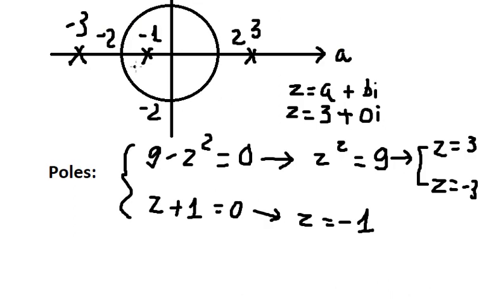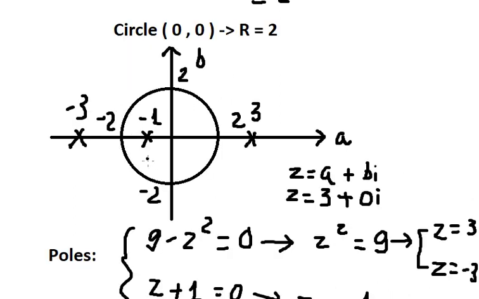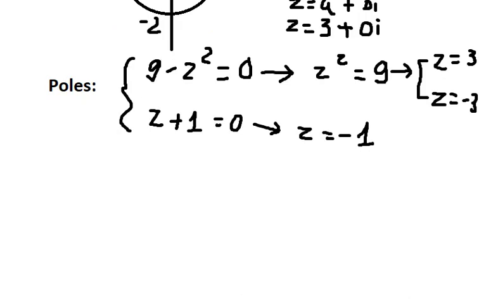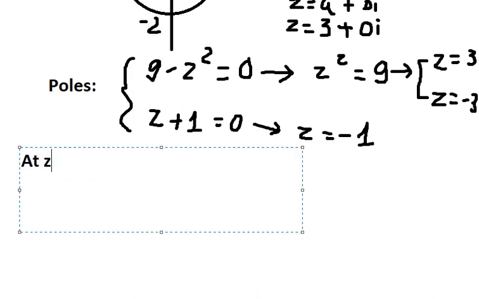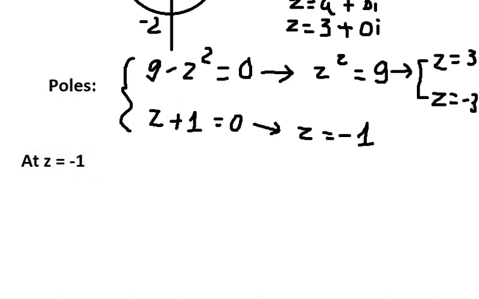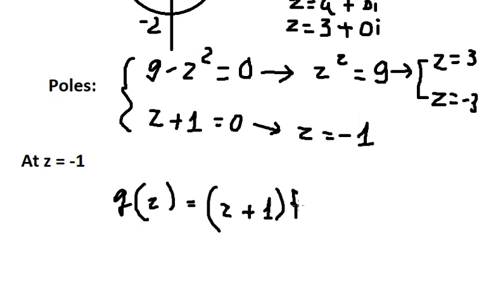So we can see that negative 1 is inside the circle. So we just select only this point here, at z equals negative 1. So we have 3z equals z plus 1 multiplied by f of z.